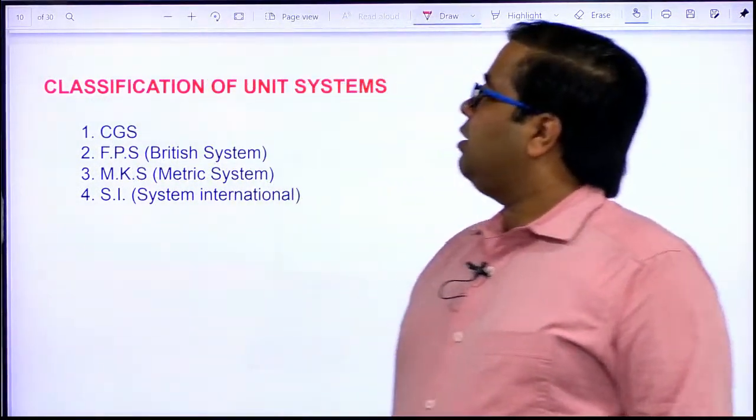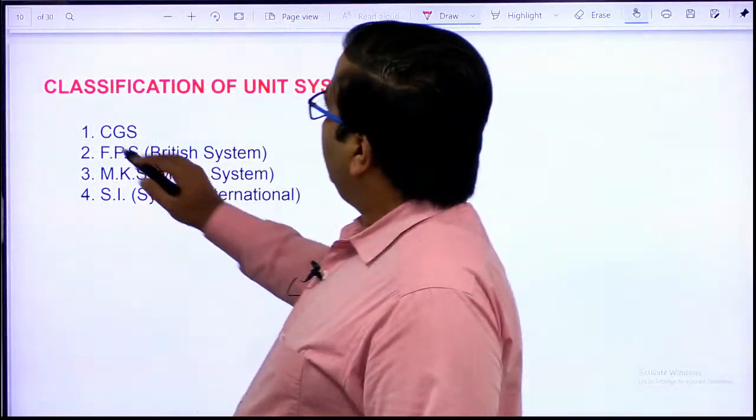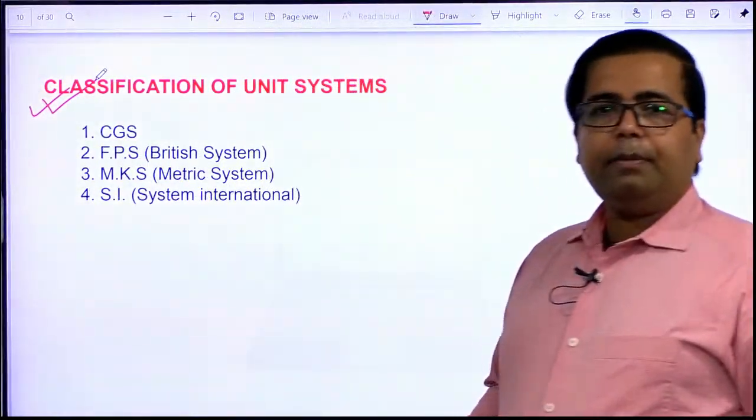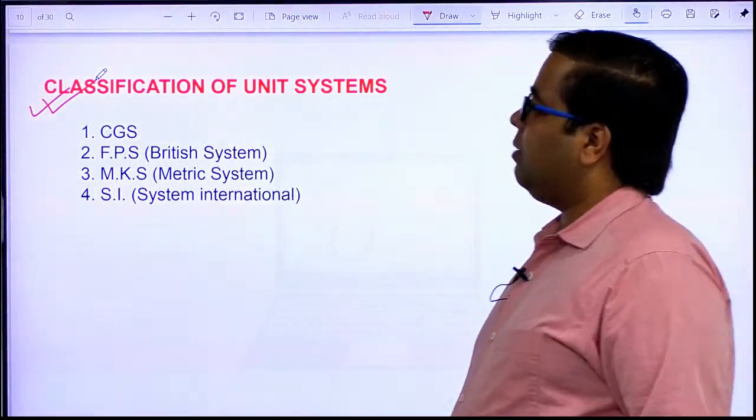The next point is classification of unit systems. So what is the classification of unit systems?